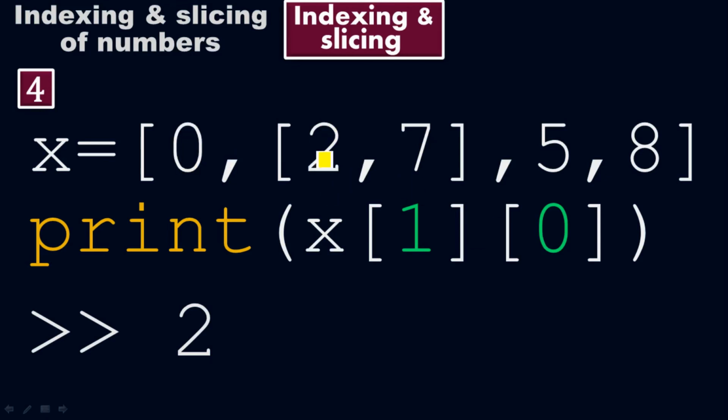Therefore it returns 2, not 0. This 2 is at index 0 in this list, so I got 2 in the output. From here we can see that we can do indexing for the sublist as well.